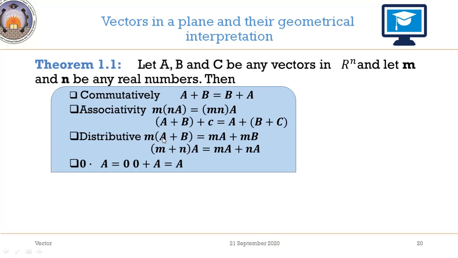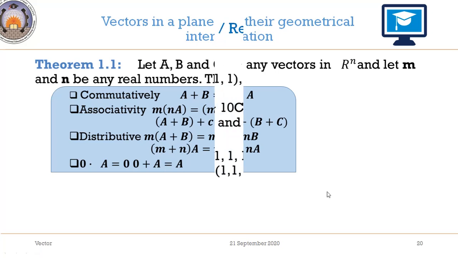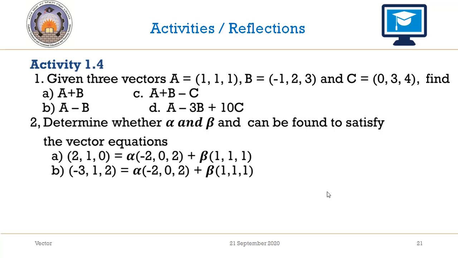Distributive: m times (A plus B) equals mA plus mB, and (m plus n) times A equals mA plus nA. Zero times A equals 0; since A is a vector, the result is the zero vector. A plus 0 equals A. This is an activity. Try this activity by yourself.